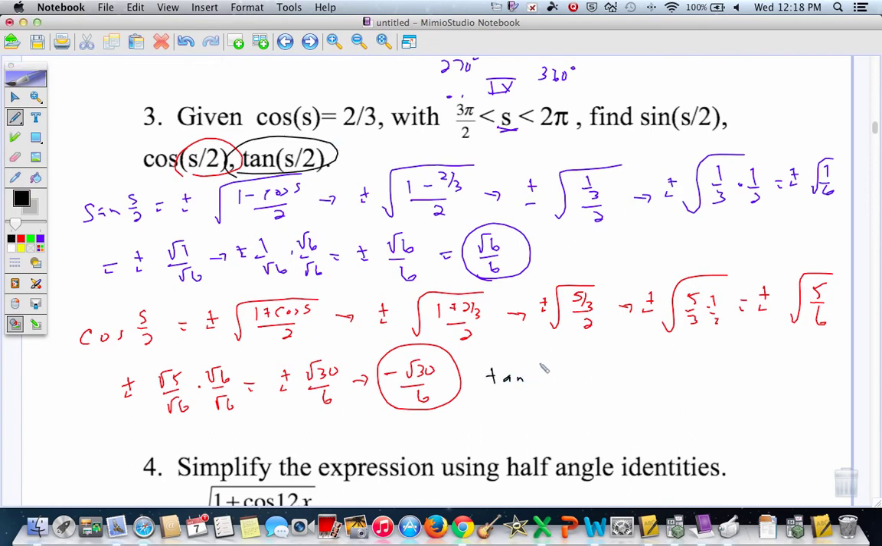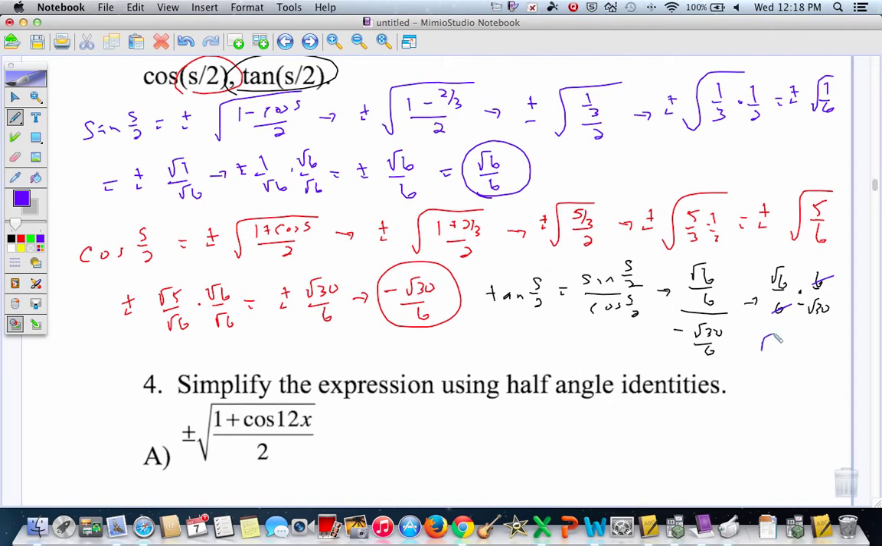Now we can go through the same thing for tangent, but as we've discovered through our work, tangent is sine over cosine. And since I've already solved for those, sine is square root of 6 over 6, cosine is negative square root of 30 over 6. I can simplify that and have square root of 6 over 6 times 6 over negative square root of 30. The 6's will cancel.